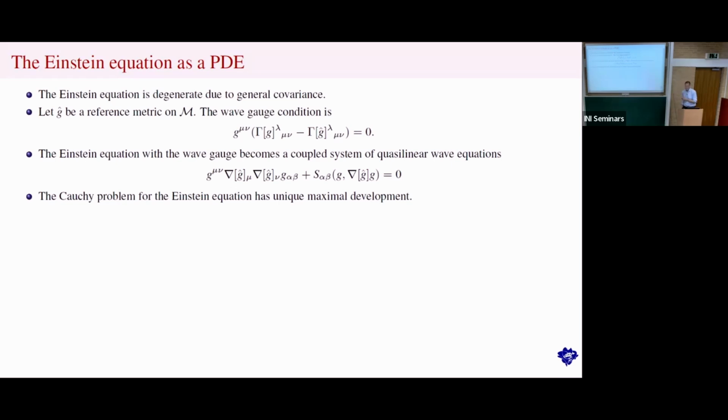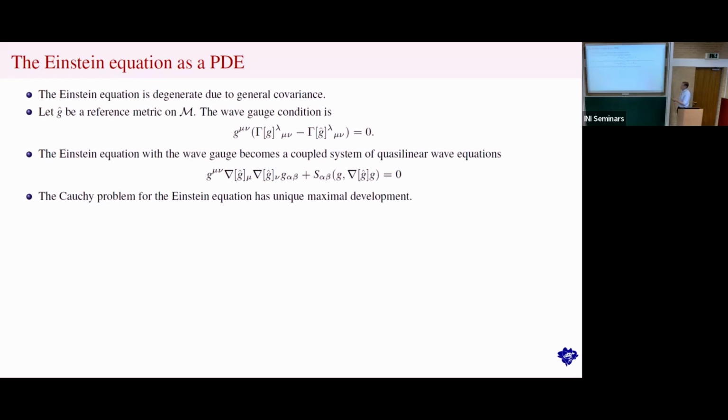There's a lot of confusion about coordinate choice when you talk about gauge. If you write down the Einstein equation, canceling all terms that are zero due to this condition, you end up with a wave equation which has this form. Here S is some nonlinearity, which is quadratic in first derivatives.